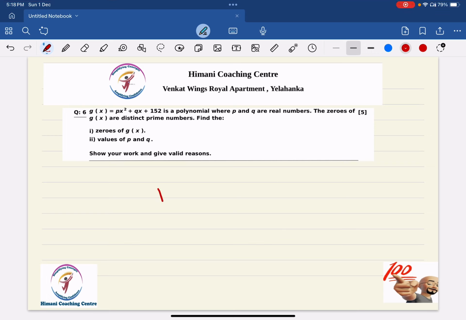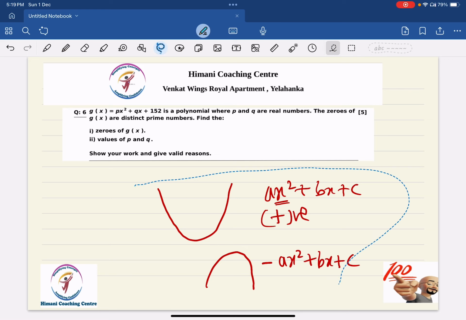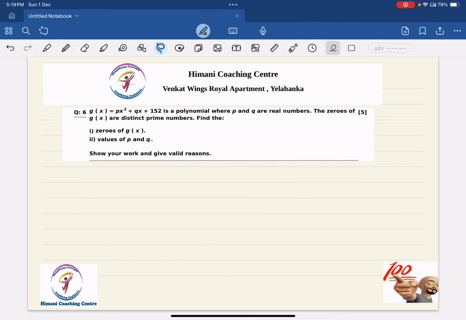If a parabola is concave upwards, then the equation would be ax² + bx + c, and that means the coefficient of x² is positive. A has to be positive if the graph is concave upwards, opening upwards. But if the graph is concave downwards or opening downwards, then the coefficient of x² would be negative. So, whenever you see the graph, you should be able to understand whether the coefficient of x² is positive or negative in that particular question. Okay, we'll see one more question like this.